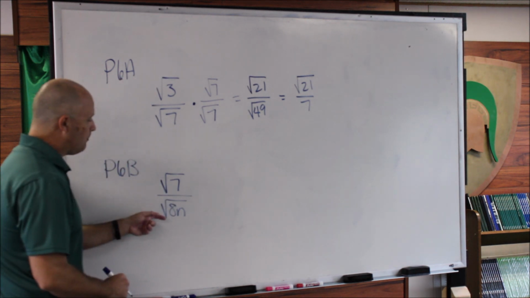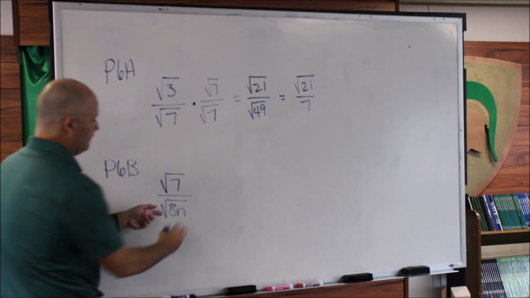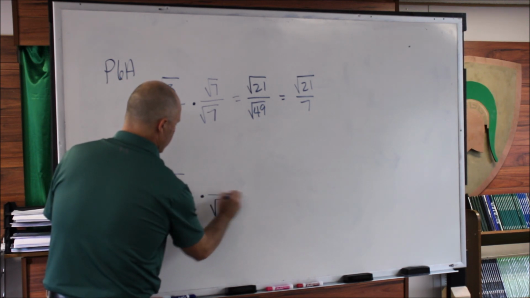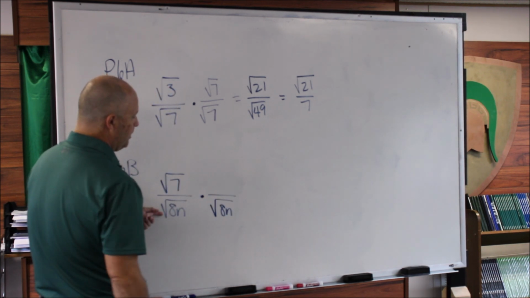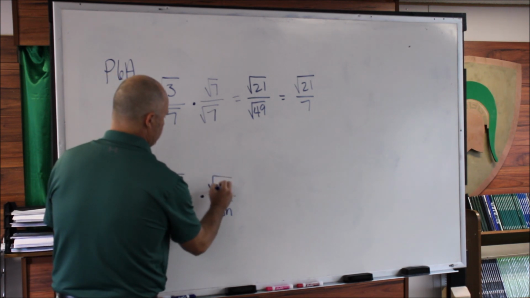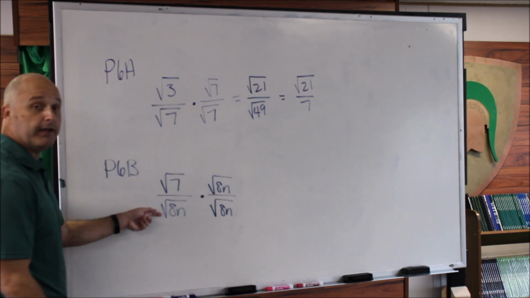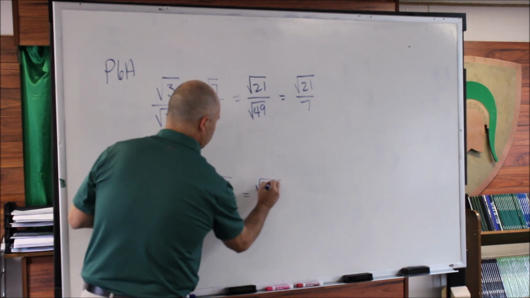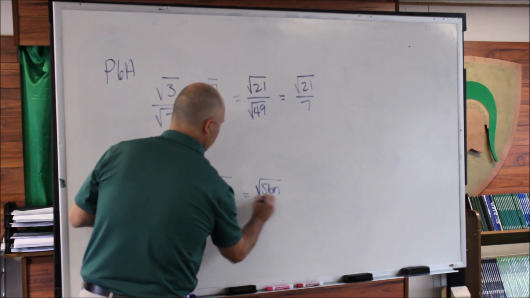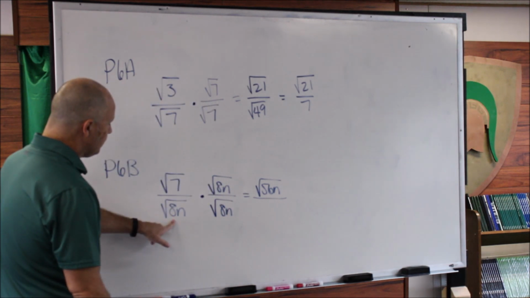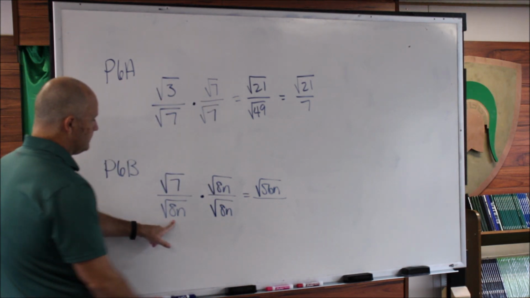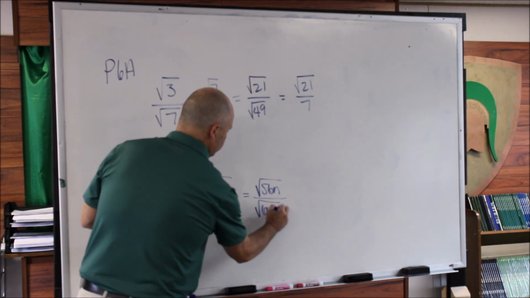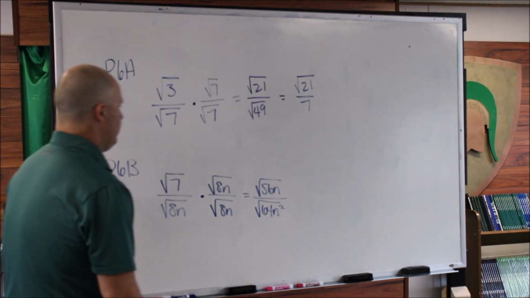And what I'm going to do is I'm just going to multiply this by itself. So the square root of 8n. Whatever I multiply the denominator by, I've also got to multiply the numerator by. So I'm going to multiply it by the square root of 8n. 7 times 8 is 56, so I get the square root of 56n over 8n times, or square root of 8n times square root of 8n, which is the square root of 64n squared.